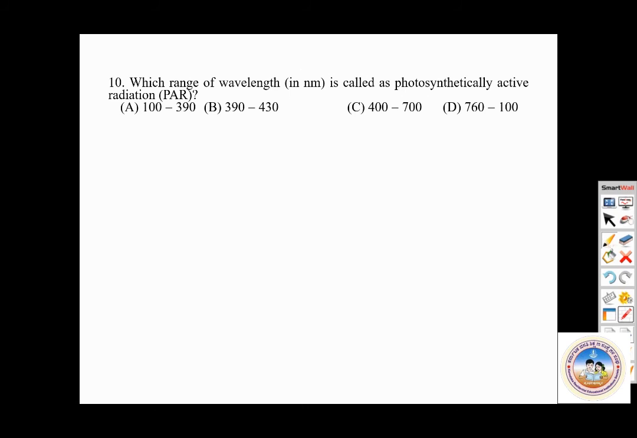Which range of wavelength is photosynthetically active radiation? That is your PAR. Usually we use it for photosynthesis. So the answer is usually what? It is none other than 400 to 700 nanometers. Remember this. Usually the plant will use hardly 2% of the PAR. Am I clear to you?